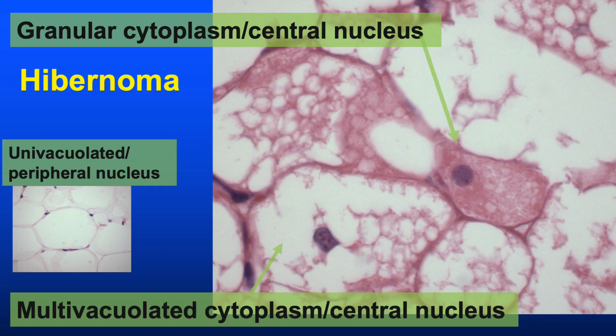There are varying appearances depending on the degree of differentiation. So the more immature cells will have granular cytoplasm and a more centrally situated nucleus. Eventually, they become more multivacuolated and finally univacuolated with a peripheral nucleus like a mature adipocyte of white fat.